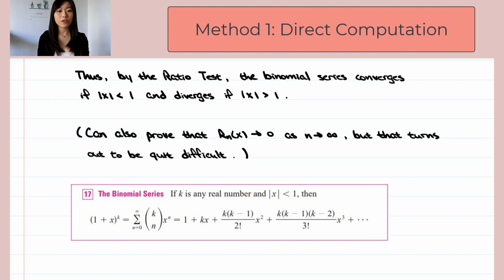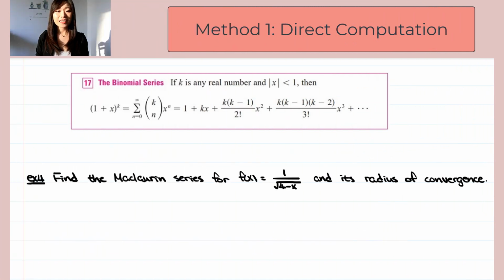It is also possible to prove that the limit of the remainder approaches 0 as n approaches infinity, but that turns out to be quite difficult. So we are not going to prove that the function equals its Taylor series here. So just a quick summary. In this example, we found that the binomial series converges to the function (1 plus x) to the power of k. And the binomial series is the sum of the combinations k choose n times x to the power of n.